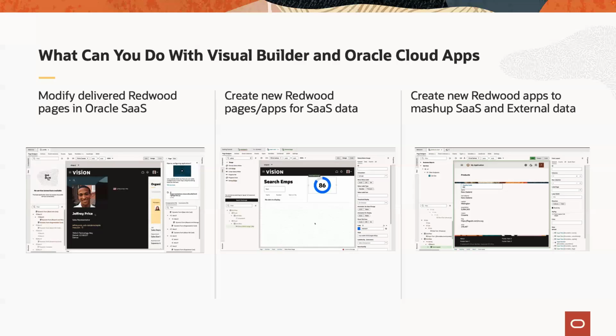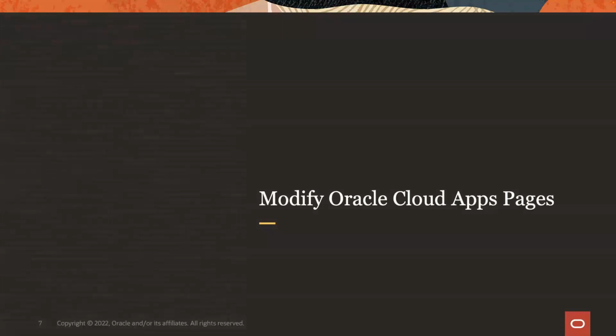You can also use the same Visual Builder Studio instance to develop new standalone applications that use the Redwood look and feel, that mesh up data from Oracle SaaS with data from external sources, that can be used by both Oracle SaaS customers and external customers. But the minute that you want to do those mashups of external data, this is where you would also need the runtime instance of Visual Builder or Oracle Integration Cloud. So that's the third option. And we're going to go through each one of those options today with demos.